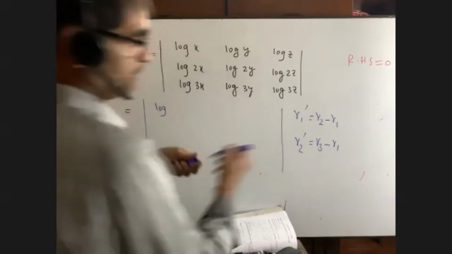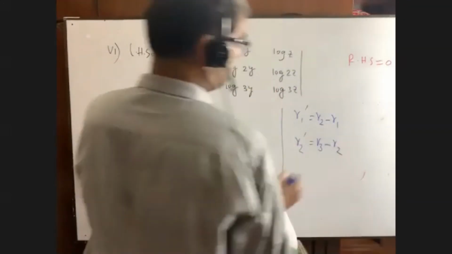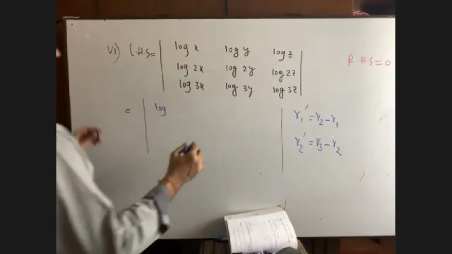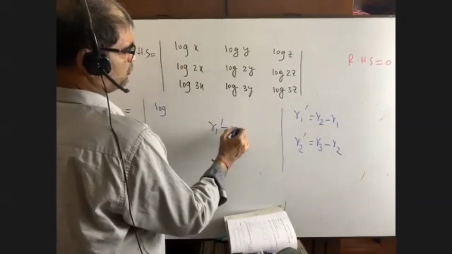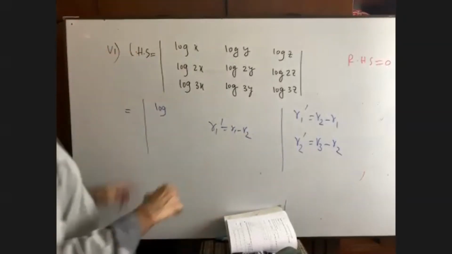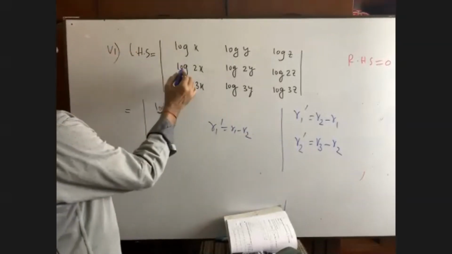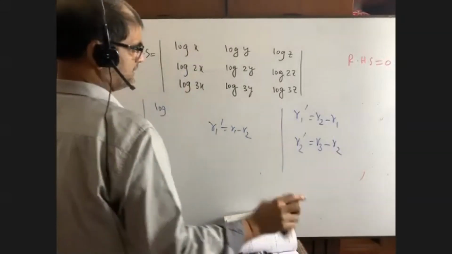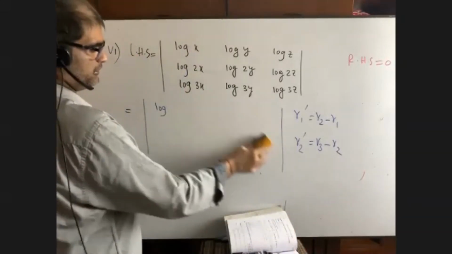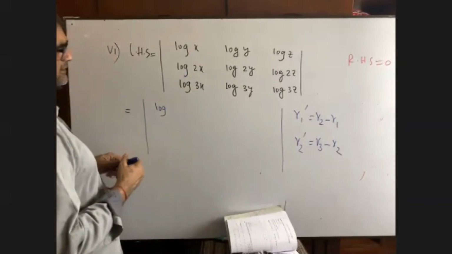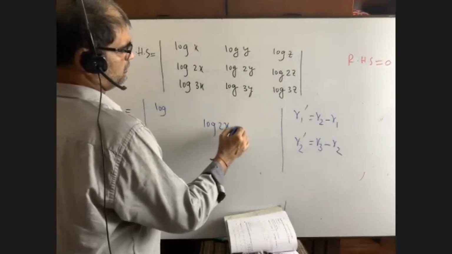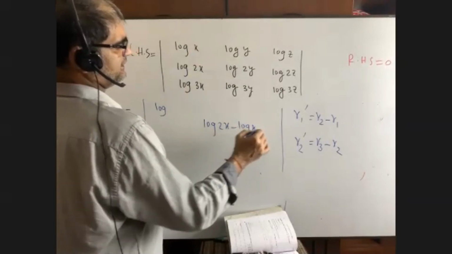Oh, I'm sorry, here it is row 2. Please try to understand. Now you can tell me this, sir: everywhere we have done row 1 equals row 1 minus row 2. But here it is opposite, because log 2x is greater than log x. So I am considering the larger one first. Can you please tell me what is the value of log 2x minus log x? Log 2.